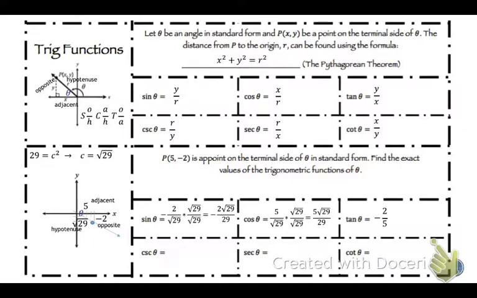Now cosecant, we're just going to flip sine, and we're going to flip the very first thing I wrote down for sine. So that's going to be negative square root of 29 over 2. Secant's the opposite of cosine, so I'm just going to flip the first thing I wrote down for cosine. So that's the square root of 29 over 5. Cotangent is the opposite of tangent. Flip that. That's negative 5 over 2.